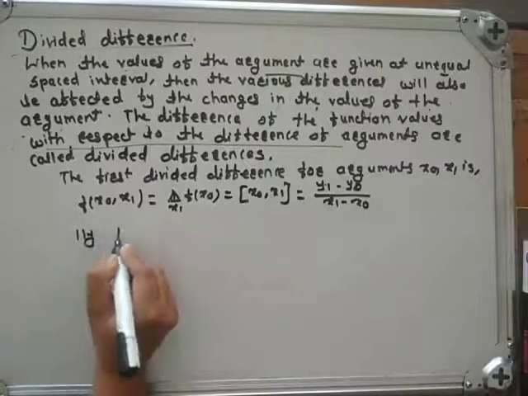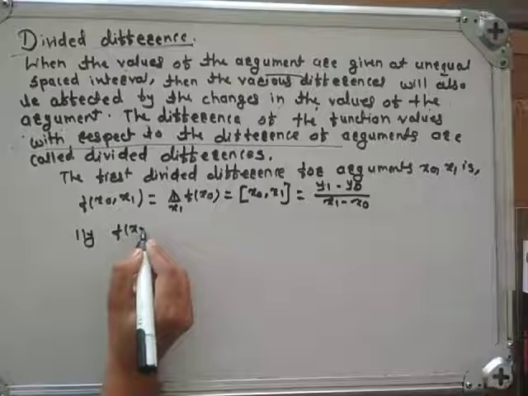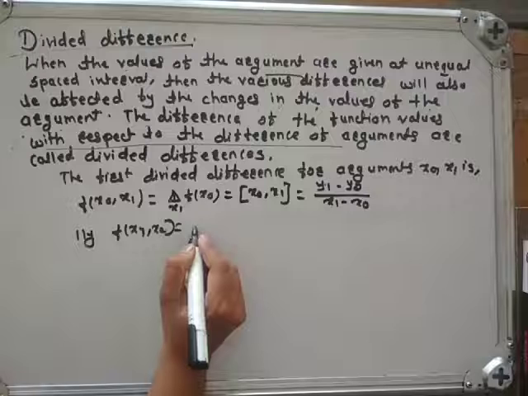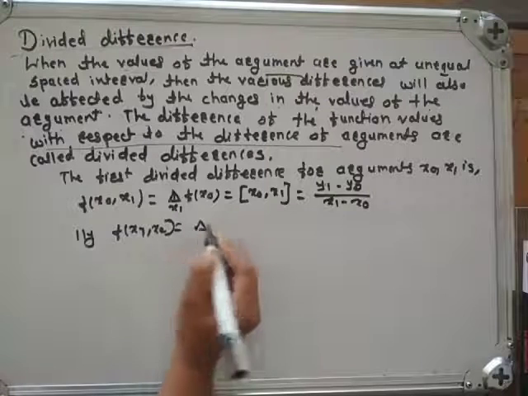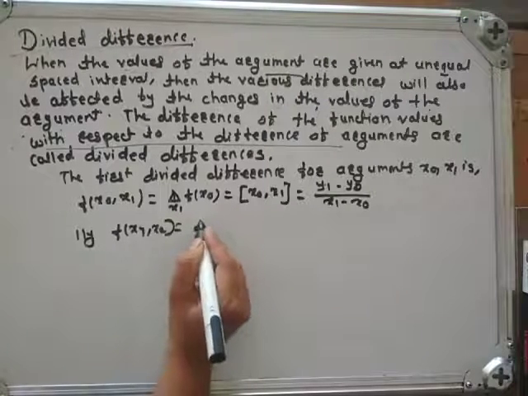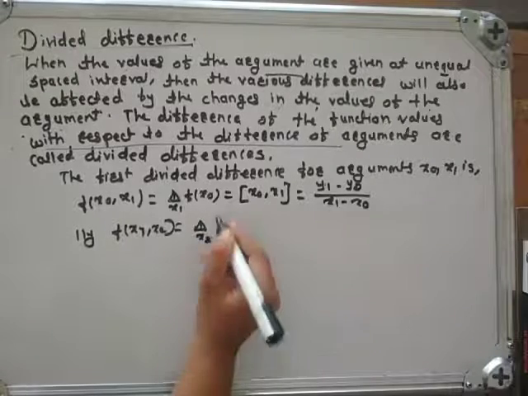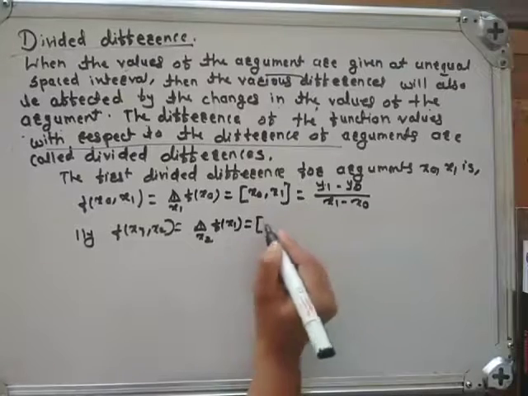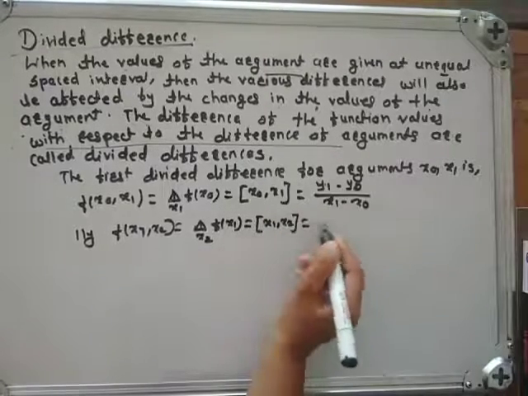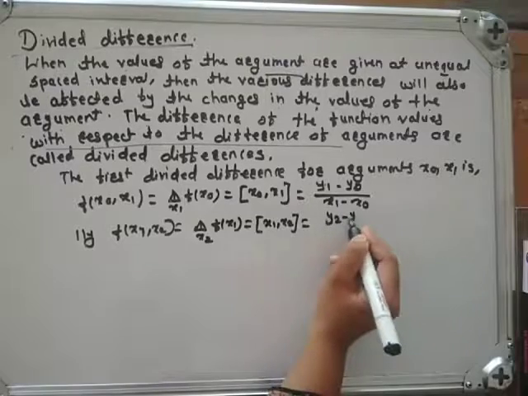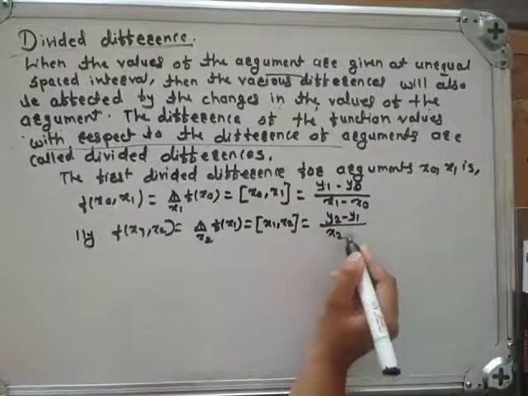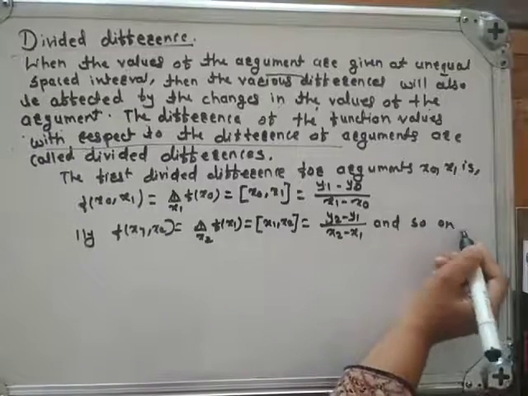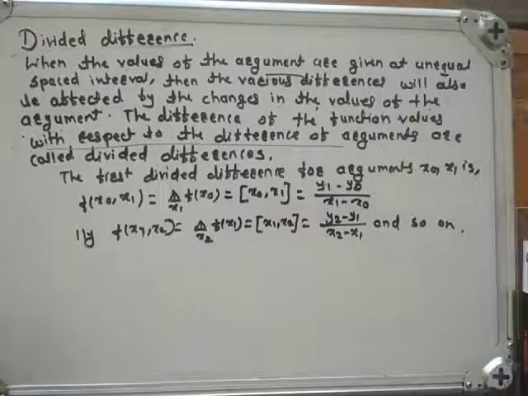Similarly, f of x1, x2 is the first divided difference for arguments x2 and x1, which is y2 minus y1 upon x2 minus x1, and so on. This is the first divided difference.